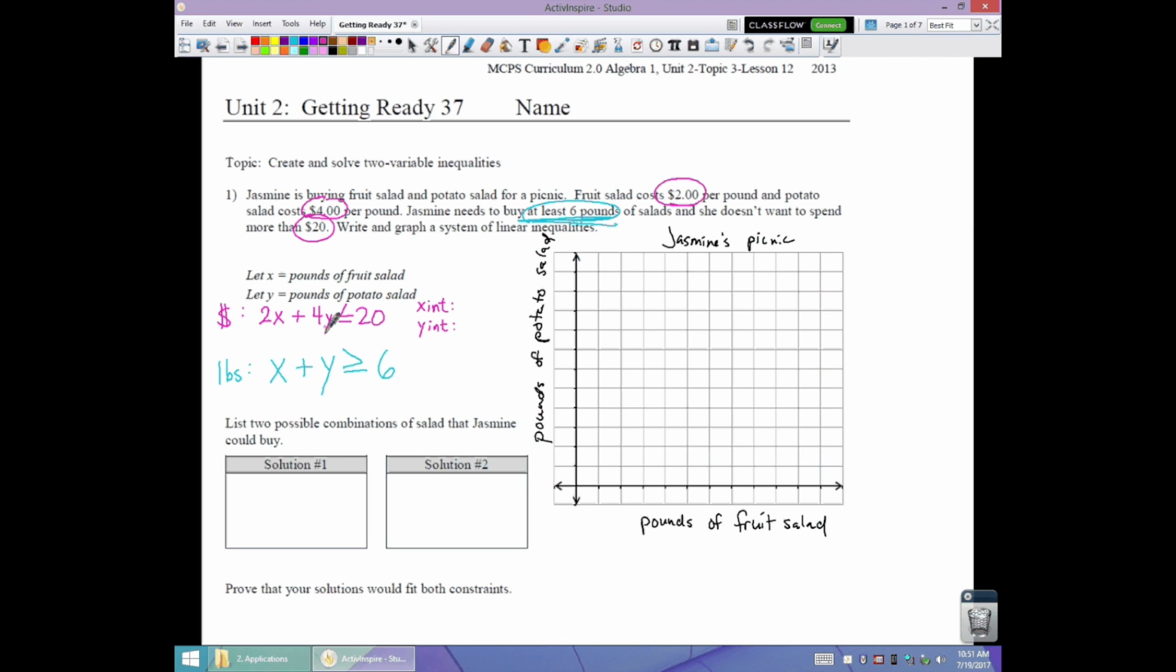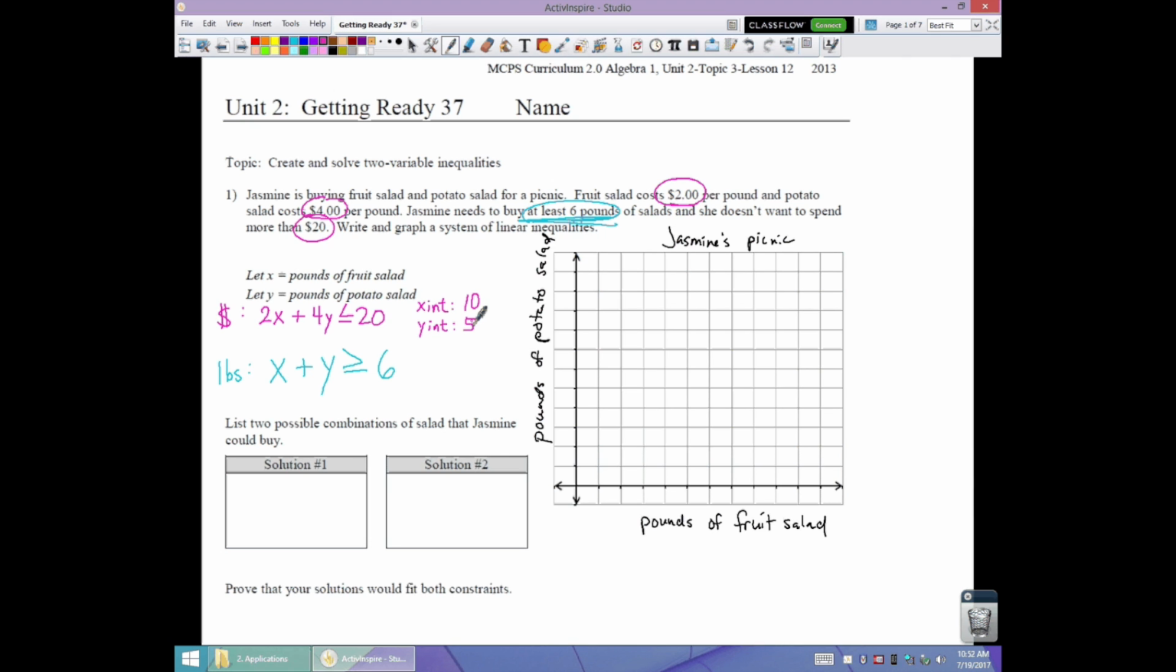The x-intercept in this pink inequality means you are substituting 0 for y. So this entire 4y term just becomes 0, it's canceled, and I'm left with 2x is 20. Divide both sides by 2, and your x-intercept is 10. For the y-intercept, we reverse that and substitute 0 for x. So 2 times 0 is nothing. We have 4y is 20. Divide both sides by 4, and your y-intercept is 5.